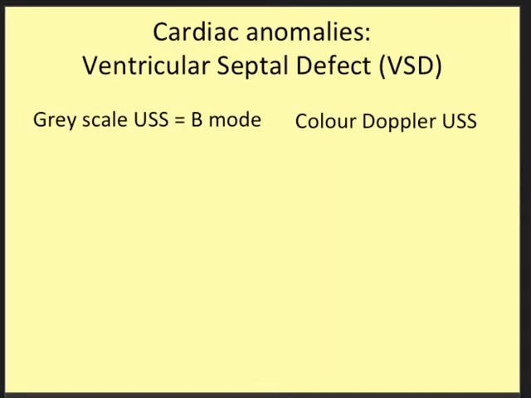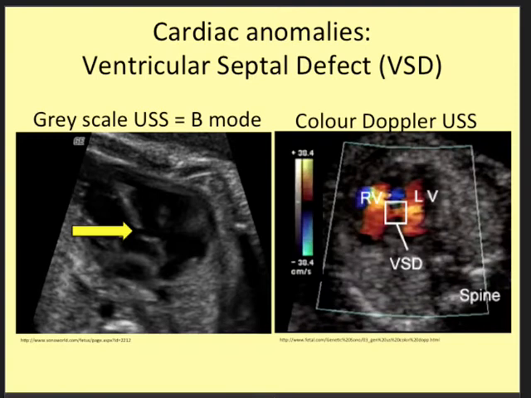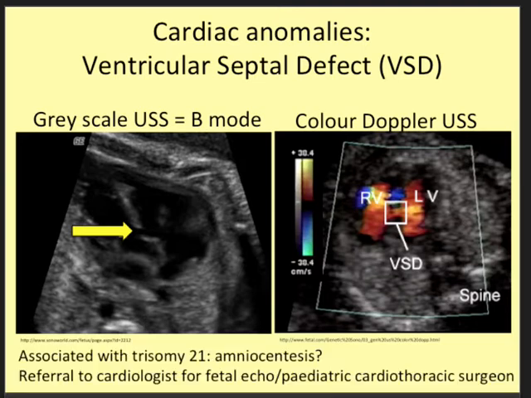That's in contrast with the next one. On the left hand side we see a ventricular septum here, and where the yellow arrow is, it's clearly a septum defect. Color Doppler confirms that beautifully. We see here marked a flow between the ventricles, the right ventricle and left ventricle, confirming a VSD. These VSDs are associated with particularly trisomy 21, and amniocentesis seems to be a logical next step.